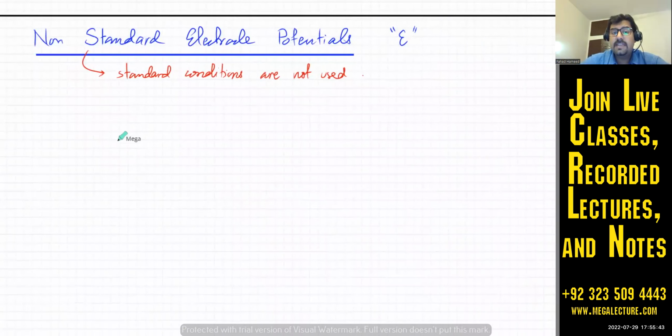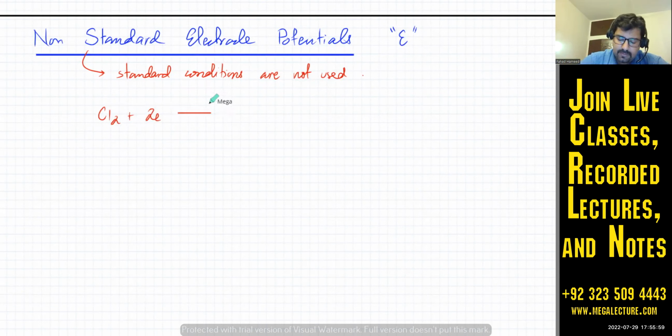ठीक है. So the electrode potential is going to change if you change the conditions, because remember, all electrode reactions are reversible reactions. For example, I have this reaction, Cl2 plus 2 electrons, and that is in equilibrium with 2Cl minus 1. And the standard potential for this is 1.36 volts. You can remember this is the standard E naught.